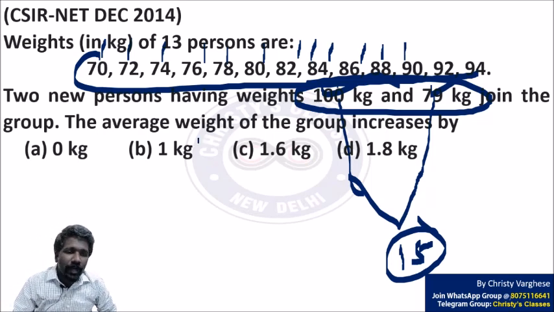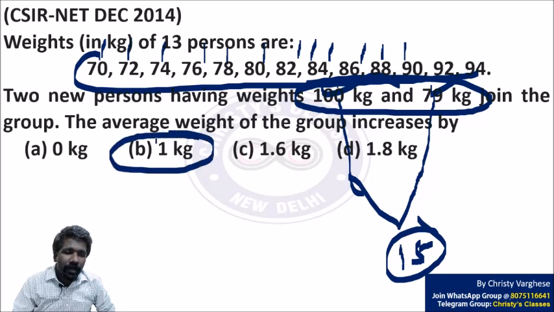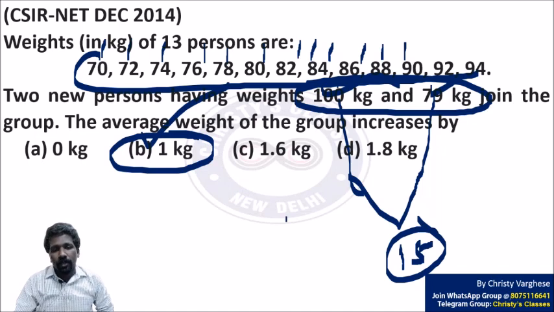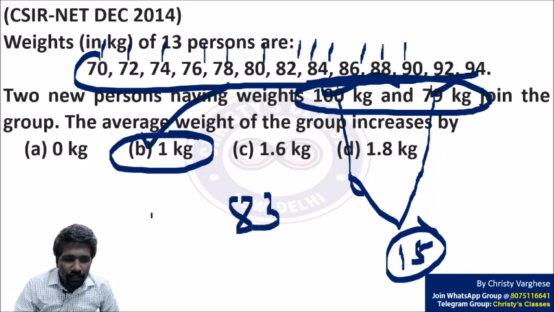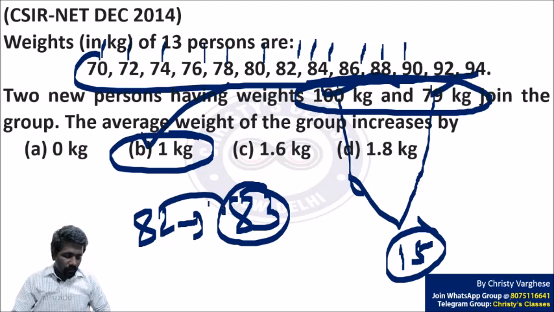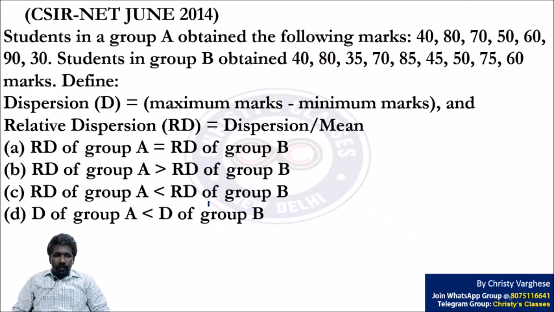If all the terms are added by 1, the average will also be added by 1. So the average weight of the group will increase by 1 kg. The new average will be 83 for sure. That is the meaning: 82 will become 83. So 1 kg difference. I think you understood the logical idea. The mathematical method is very time consuming, which is why we use the logical idea of average. If that is clear, let's go to the next question.